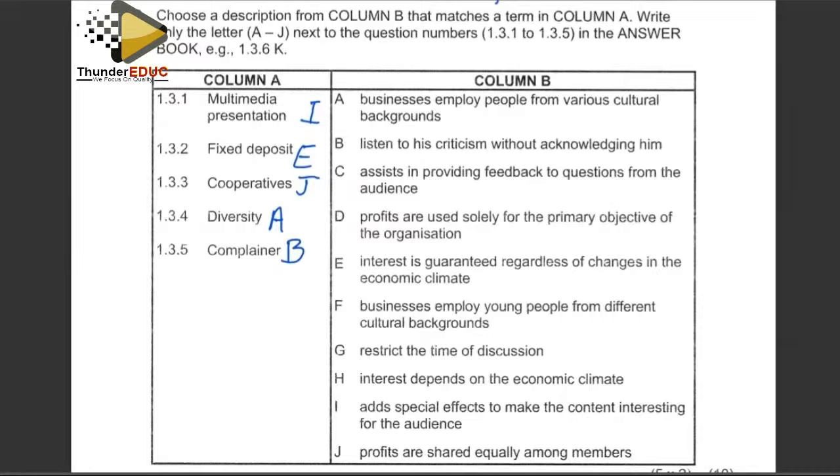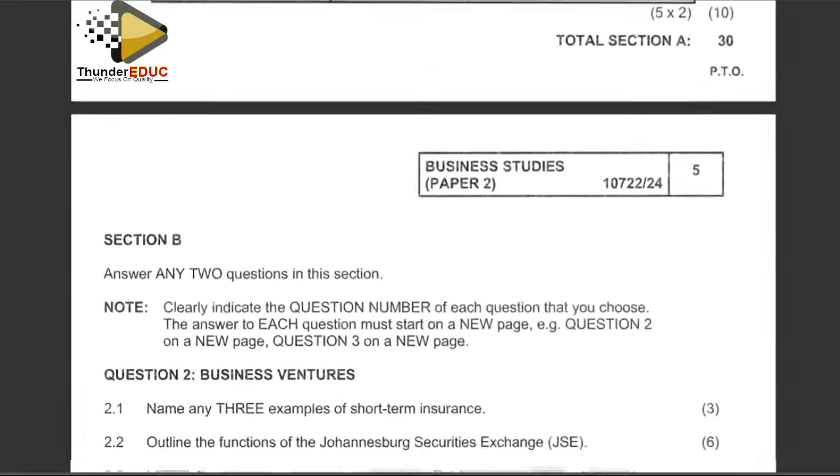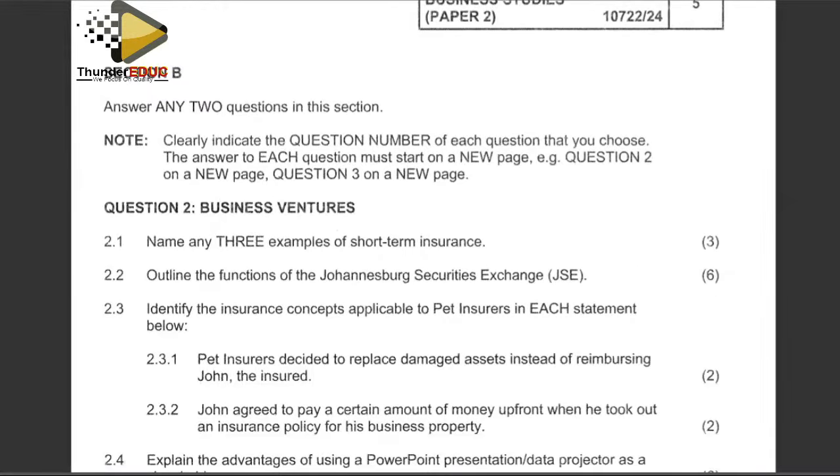Okay, right, grade 12s. Now we are done with our section A. So let's quickly move on to section B. Moving on to section B, we are going to start with question 2. Here you are given the guidelines to answer any 2 questions in this section. Note: clearly indicate the question number of each question that you choose. The answer to each question must start on a new page.